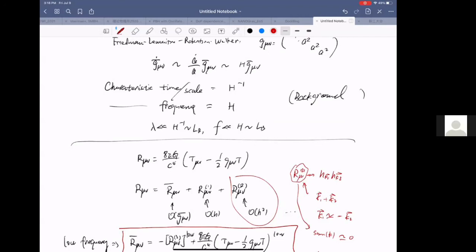Okay. Thank you for the question. Hi, I have some comments and questions about the blue tilted part. Can we go to the plot of omega GW versus frequency?